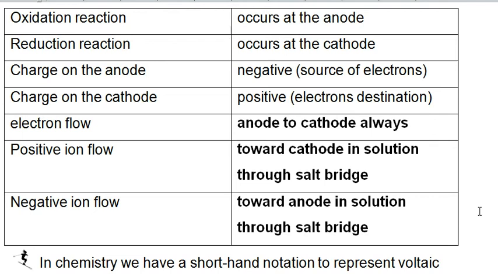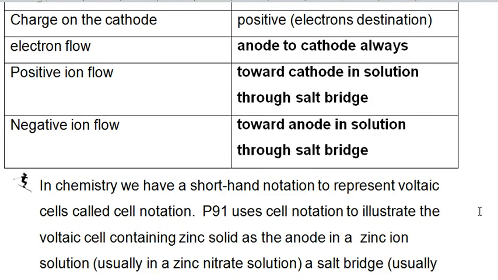Positive ion flow, that's cation flow, is always towards the cathode, and that's through the salt bridge. So cations to cathode, cat to cat. Anion flow, or negative ion flow, is always towards the anode, again through the salt bridge. An to an, cat to cat. Okay, any questions with that? Well, that's voltaic cells.